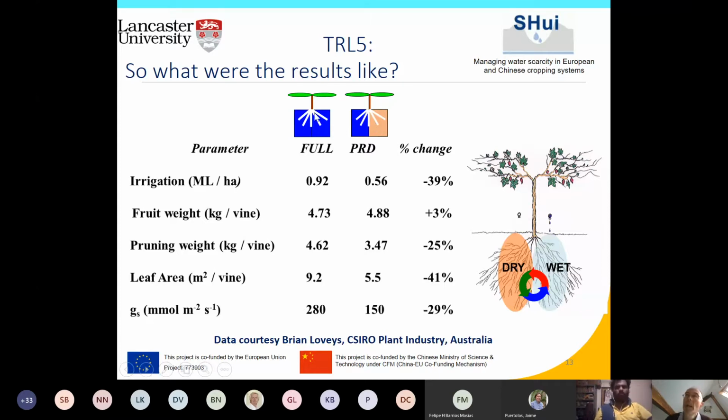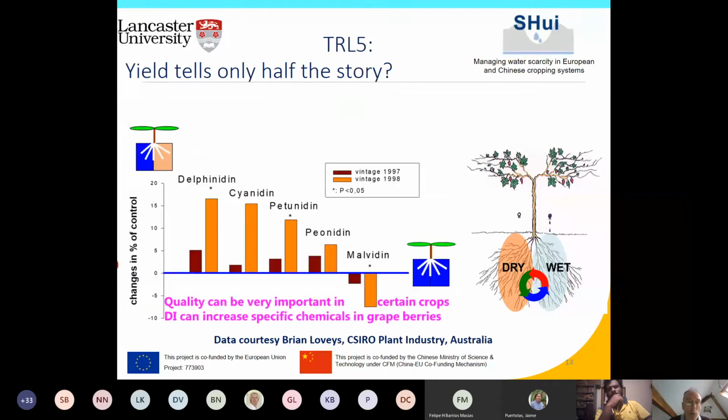So if you think about it in an experimental design format, we've got a confounding within the partial root zone drying of changes in irrigation volume and irrigation placement. And in fact, the irrigation science community was quick to pick up on this. And there was some discussion of this particular technique at one of these irrigation symposiums.